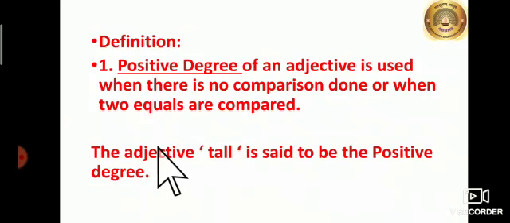Let's read out the definitions for our better understanding. Positive degree. Positive degree of an adjective is used when there is no comparison done or when two equals are compared. It means a positive degree where there is no comparison, it is addressing or stating one single thing. The adjective tall is said to be the positive degree because it states no comparison.